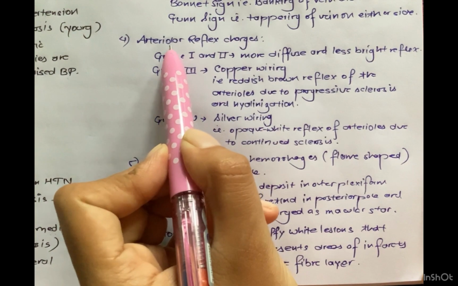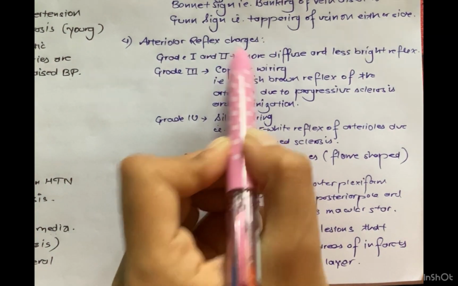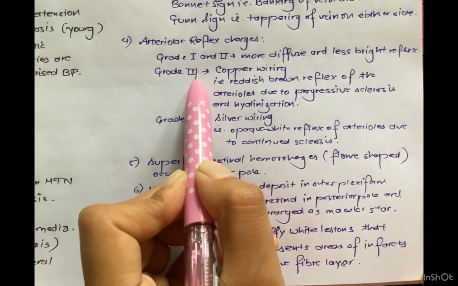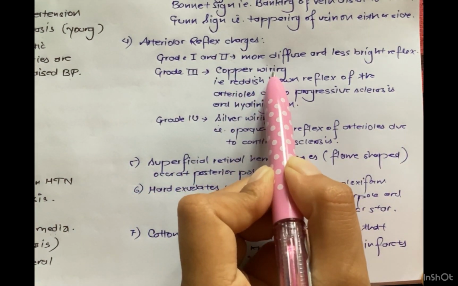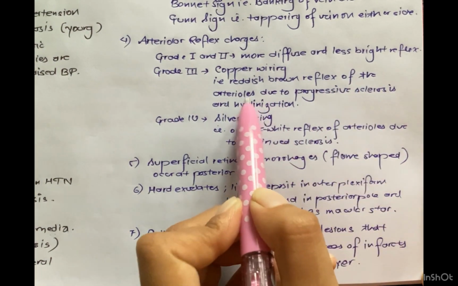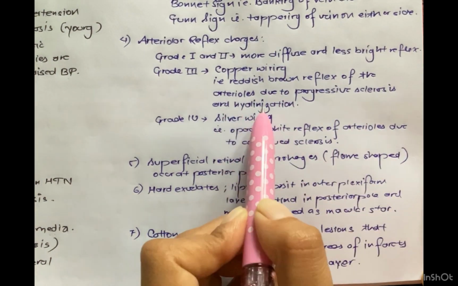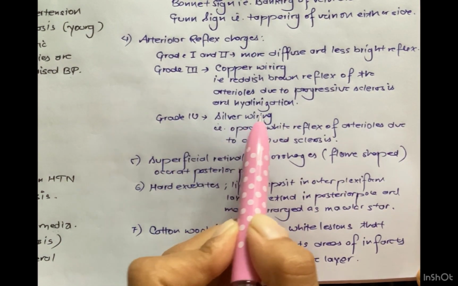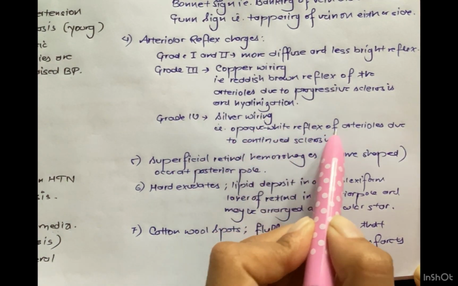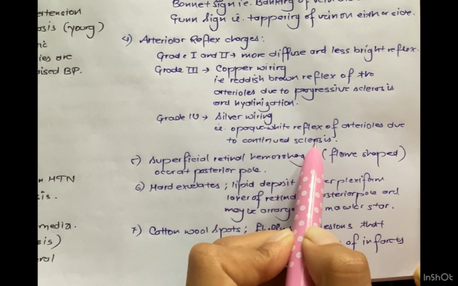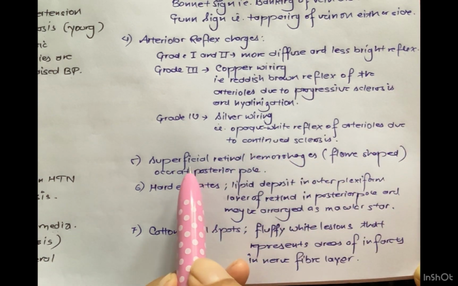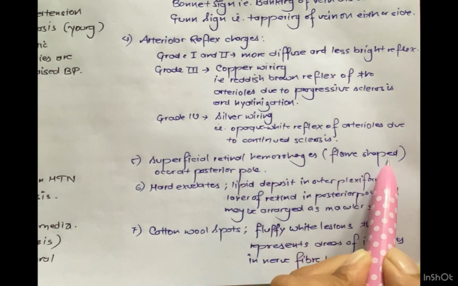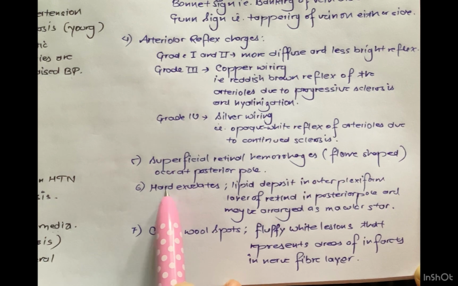And there is presence of arteriolar reflex changes, and in grade 1 and 2 there is more diffuse and less bright reflex. In grade 3 there is presence of copper wiring. Copper wiring is reddish brown reflex of the arterioles due to the progressive sclerosis and hyalinization. And in grade 4 there is silver wiring, which is the opaque white reflex of arterioles due to the continuous sclerosis. And there is also presence of superficial retinal hemorrhages on the posterior pole, which are flame-shaped, and there is also presence of hard exudates.